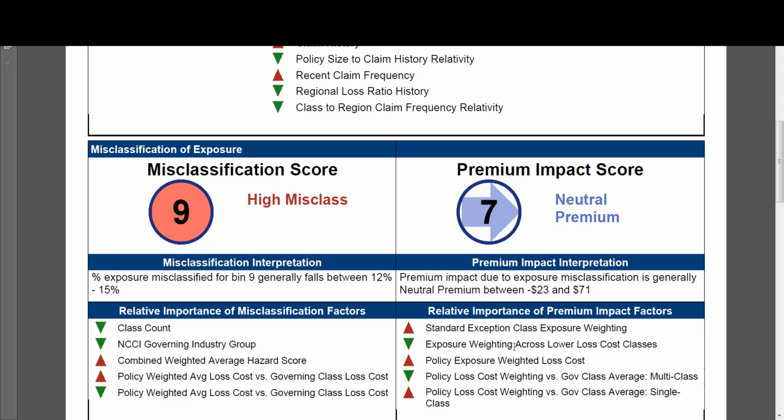In this particular case, we say that there is a high probability of misclass. Between 12 and 15% of the payroll is probably in the wrong class. But the impact of correcting this will be minimal. We expect no change in premium at post-audit. I'll show you why on page 2.